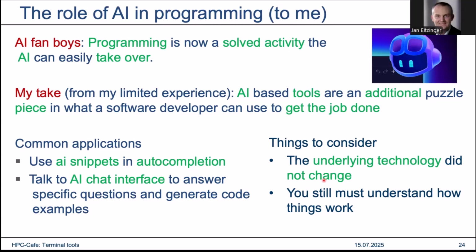Very important. What I think a lot of people here don't understand, the underlying technology did not change through AI. It's still this software mess. It's still stored program computers. It's still this complexity nightmare. This is all not solved. And therefore, I don't believe that AI will do anything on this. And you still have to understand how things are working. I don't believe that AI will solve complex problems. And if it does, then by coincidence.